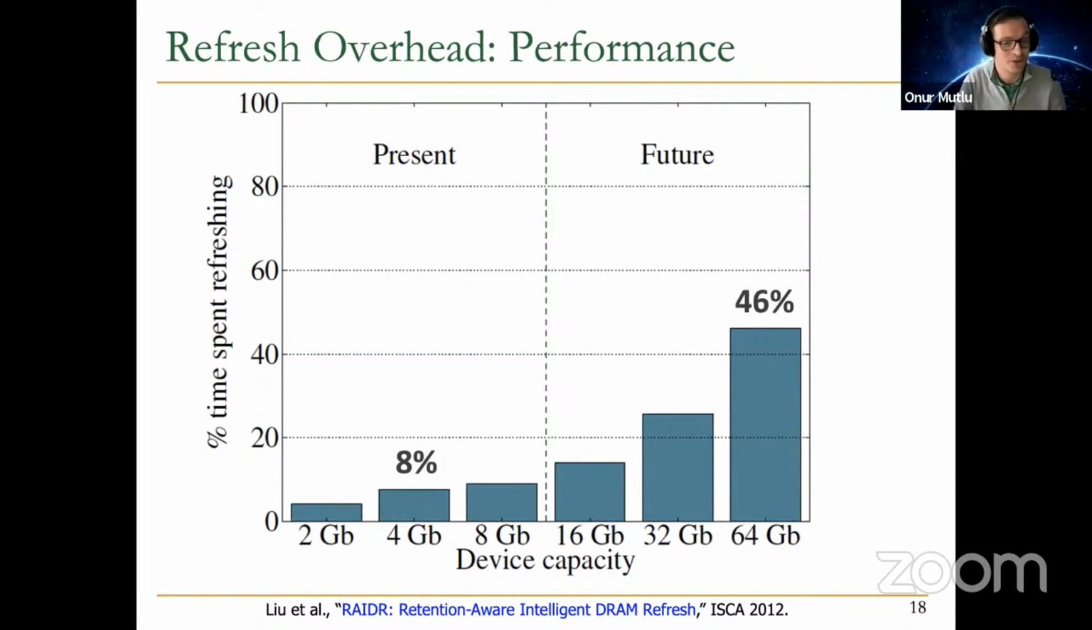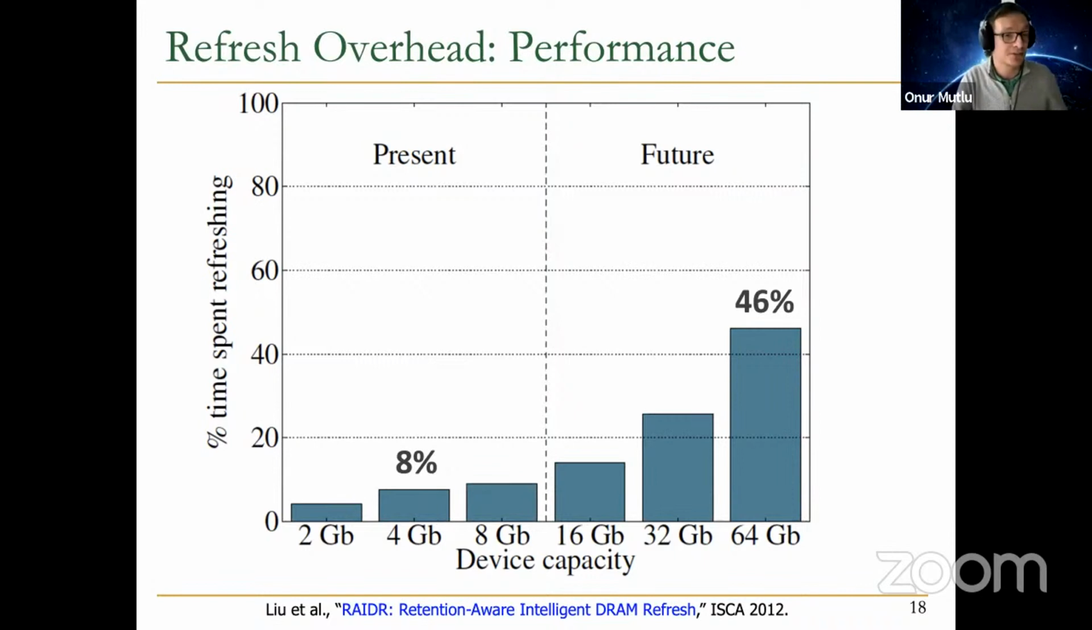It's not good also. But if you actually kept things as they are, if you keep adding DRAM cells without doing anything about the refresh problem, if you want to build a 64 gigabit DRAM chip, refreshes would consume about 46% of the time. Meaning you're building this device, the DRAM chip, so that you can access memory, but 46% of the time you cannot access the memory because memory needs to maintain the data by refreshing.